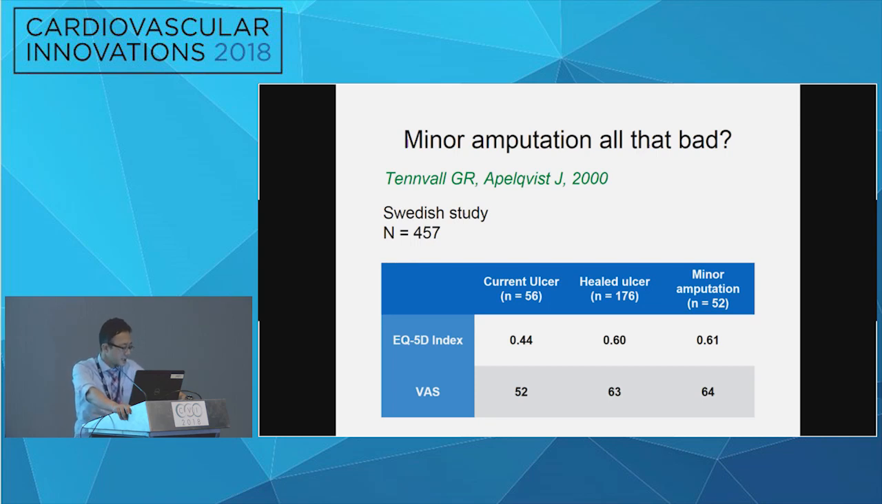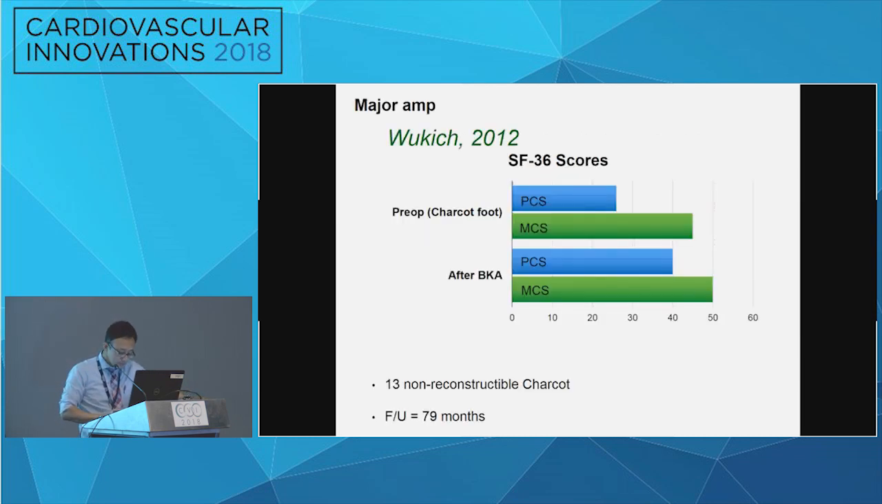But if you look at this study, one of the Swedish studies, that compared those people who had a current ulceration versus those who had a healed ulceration versus people who actually had a minor amputation. The quality of life measure is not really different between those who had a healed ulcer versus a minor amputation. People who have a current ulcer are much worse than the people who had a minor amputation, and this is not a really small study.